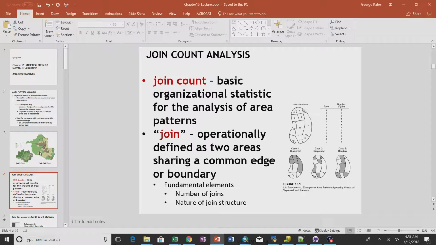So, when we use the word join here, it's not the exact same as a table join. This is a common boundary: two areas sharing a common edge or boundary. So we can count the number of joins. The number of joins is just the number of common boundaries. So by definition, this right here, I'll point that out on here for Maggie later if she's watching the video, that common boundary wouldn't be considered a join. But all these other ones, the ones with little lines on them, are joins.